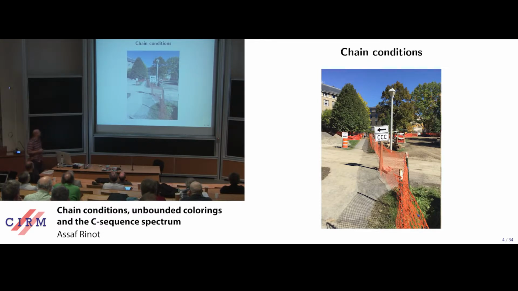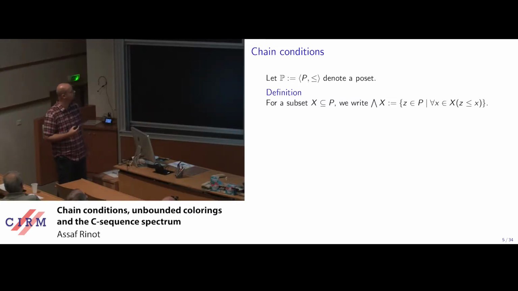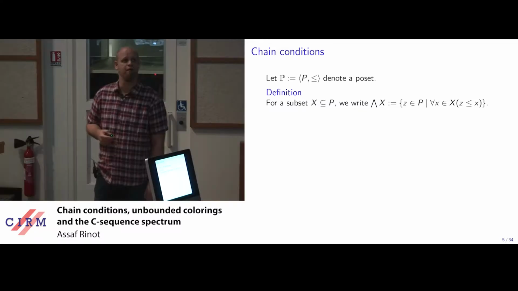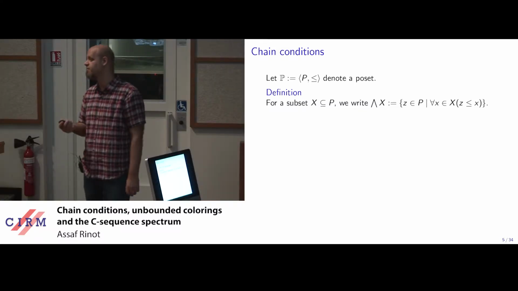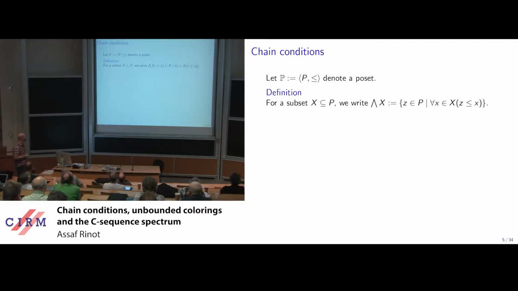And CCC is one example. So we have some partially ordered set P, and let me just introduce this ad hoc notation. Given a subset X of our poset, the meet of X is the set of all elements z which are below all the elements of X. It could be an empty set, but if X is empty, then this is a non-empty set. In other words, we can define compatibility this way: two elements x, y of our poset are compatible if the doubleton consisting of x and y has a meet.